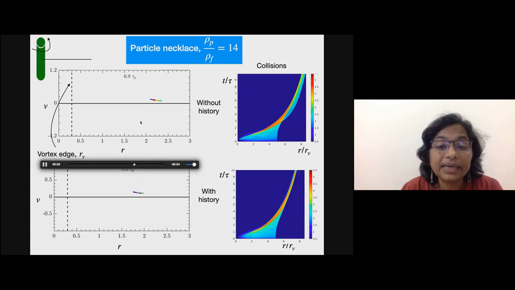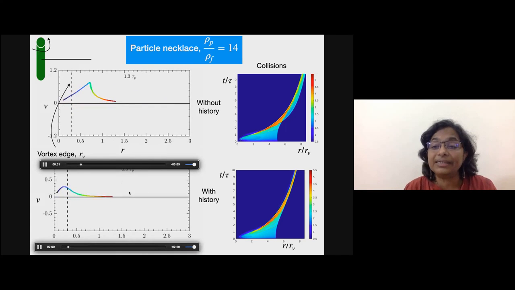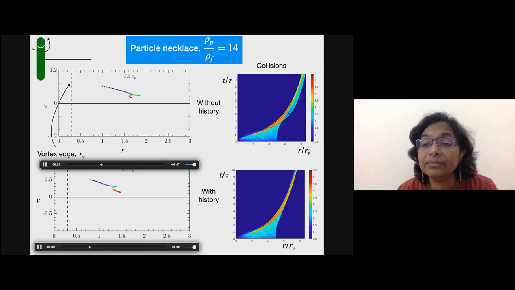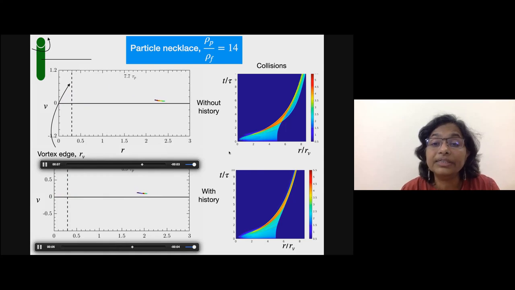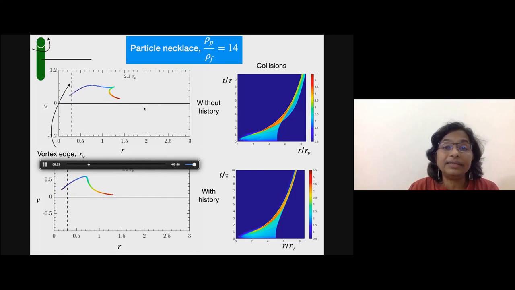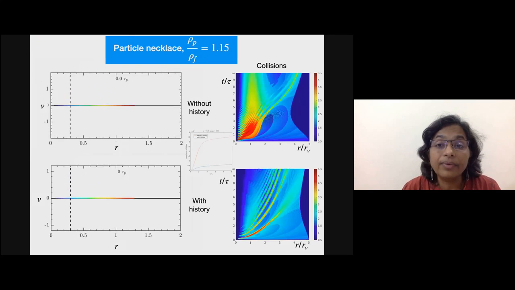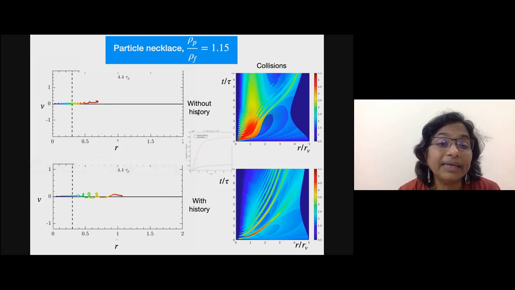So you see caustics forming, and you see that there is some difference with Basset history, especially in terms of the number of collisions that happen. And these are the number of collisions with time that we've plotted. And so you see multivaluedness. Now we reduce the density ratio and you see something quite dramatic happening.